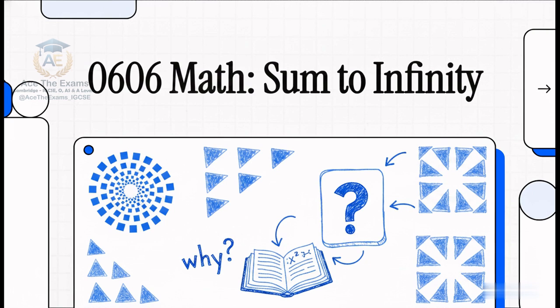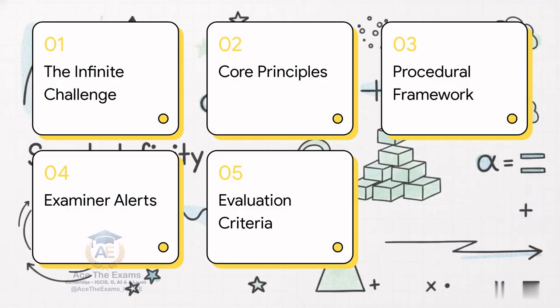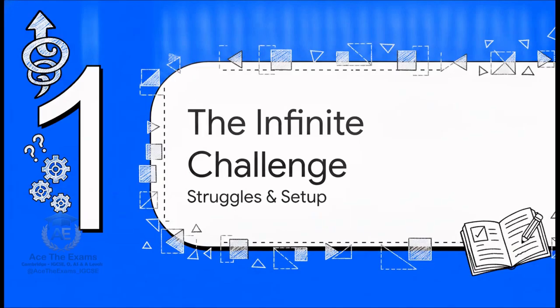Why? Simply because they don't frame their explanations the exact way the examiners are looking for. They've got the raw math, but the angle is all wrong. We are going to fix that right now so you can walk into that exam hall with total confidence. Here's our roadmap for today. We are covering the infinite challenge, the core principles, the procedural framework, those critical examiner alerts, and finally, the evaluation criteria. Let's get moving. Section 1.